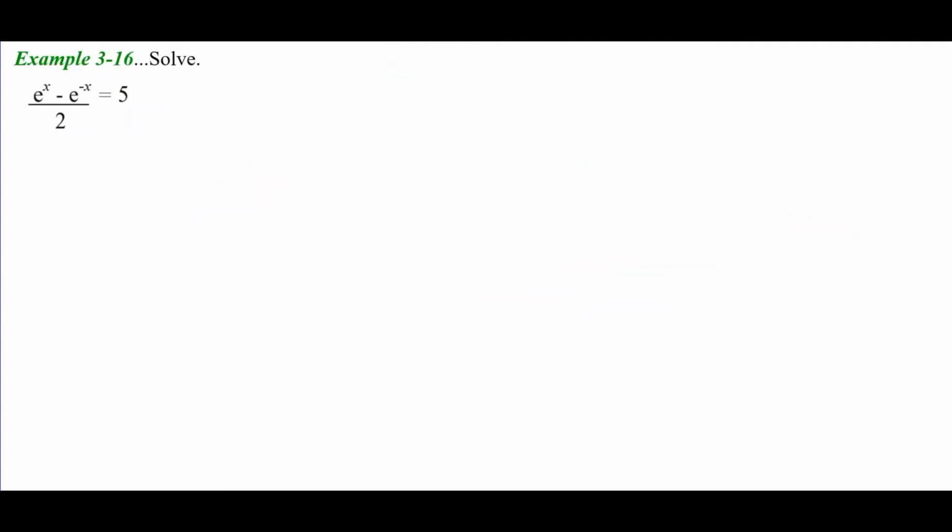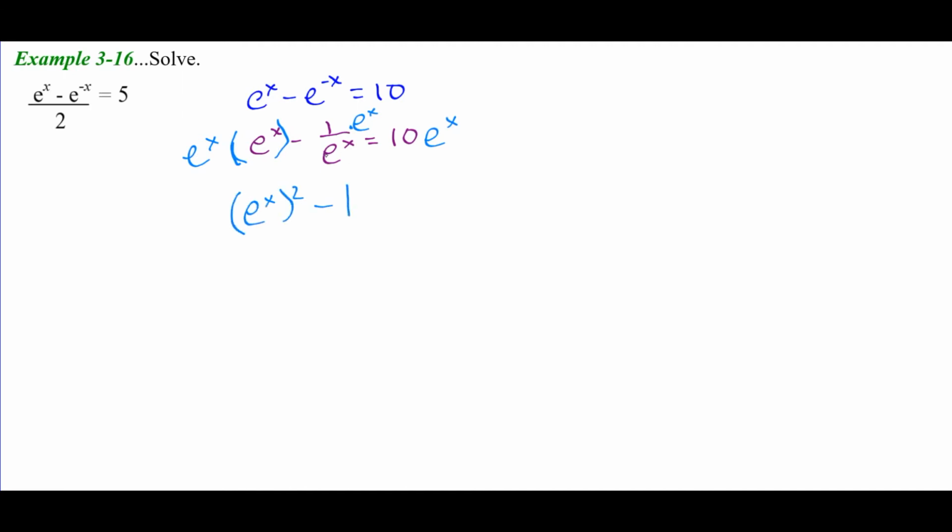Here we have another example. This one's a little more complicated. So the first thing I'm going to do is multiply both sides by 2 here. So we get e to the x minus e to the negative x equals 10. Remembering what negative exponents mean, we can write this e to the x minus 1 over e to the x equals 10. And then we don't want to deal with that variable in the denominator, so we're going to multiply through by the denominator of e to the x. So we're going to multiply every term by e to the x. So we'll end up with e to the x squared minus 1, because these will cancel out, equals 10 e to the x.